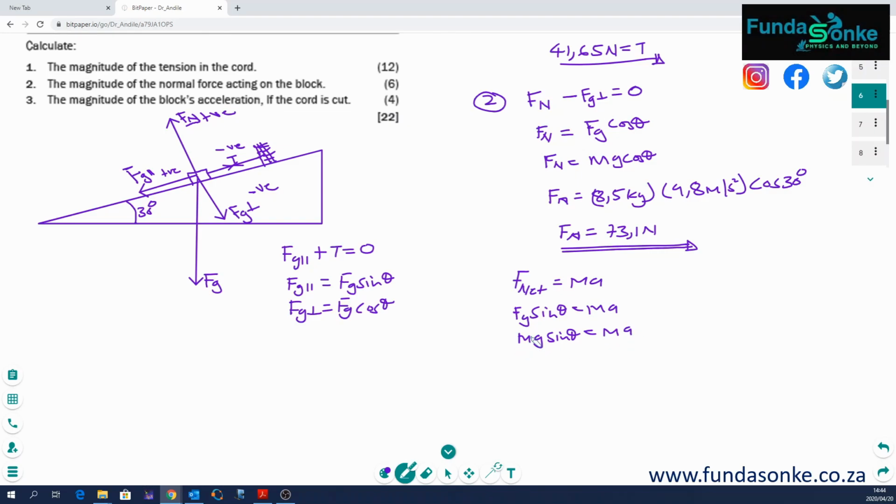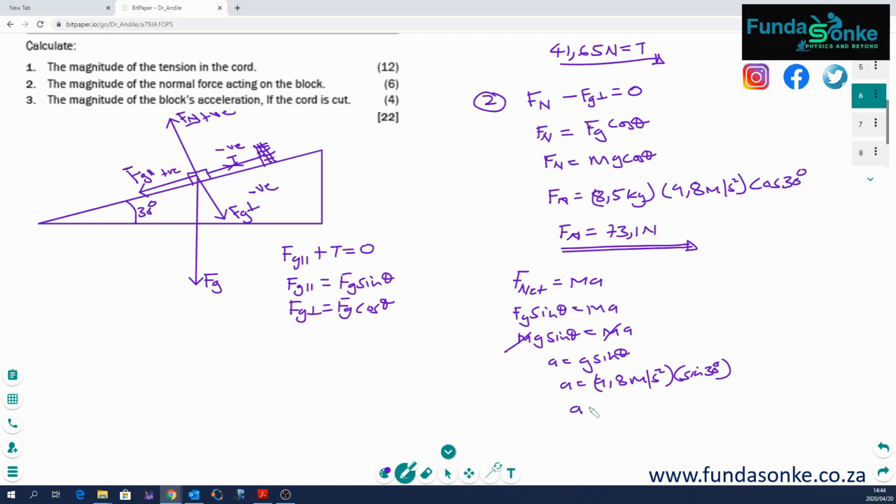Now, since the masses are the same, we can always divide both sides by mass, such that then we're left with our acceleration being equal to acceleration due to gravity times sine theta degrees. So our a will be equal to 9.8 meters per second squared times sine 30 degrees, like that.